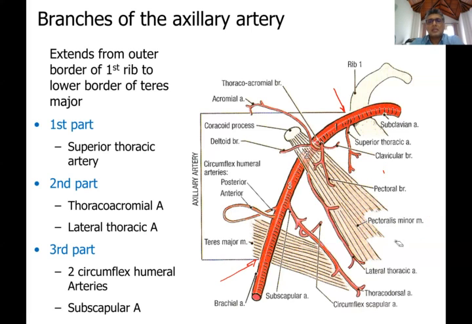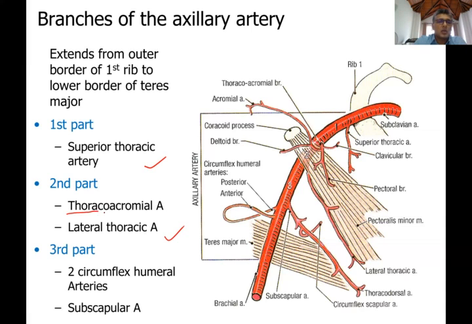Then the part behind the muscle is the second part, and the part below the muscle, between the lower border of pec minor and the lower border of teres major, is called the third part. From the first part, there is one artery coming out, the superior thoracic artery. From the second part, there are two branches coming out: the thoracoacromial artery and the lateral thoracic artery.